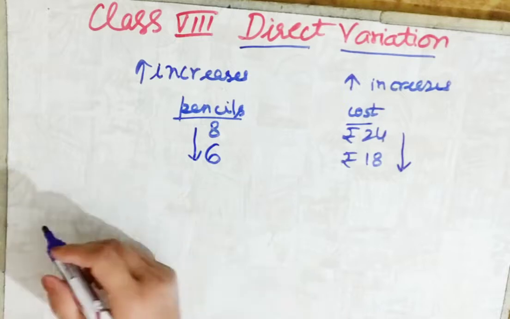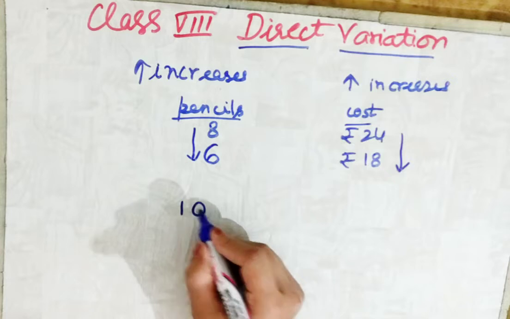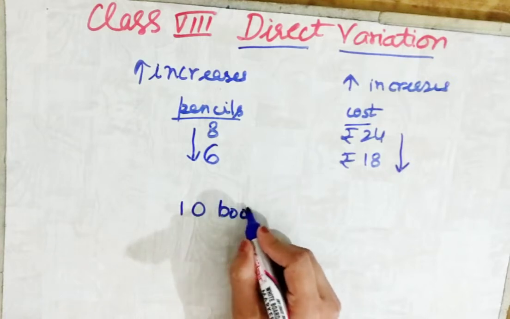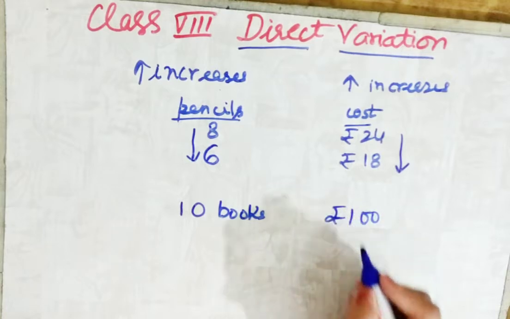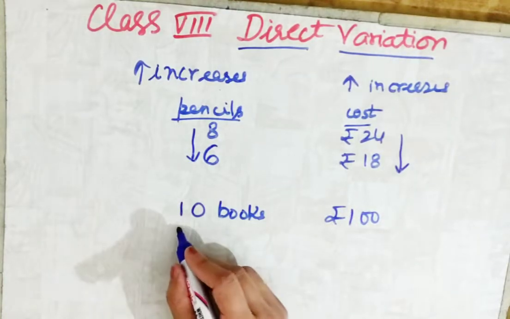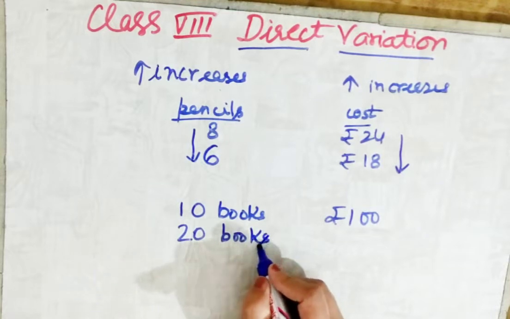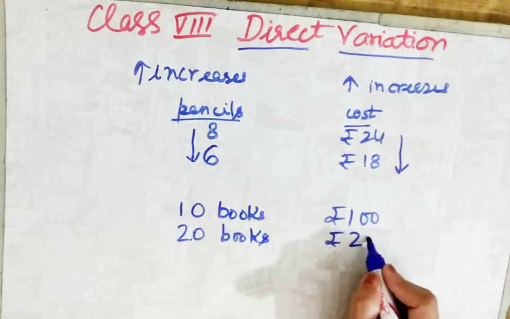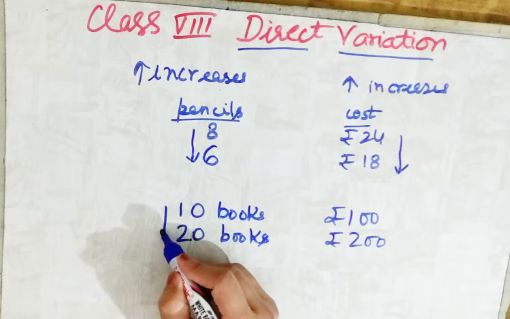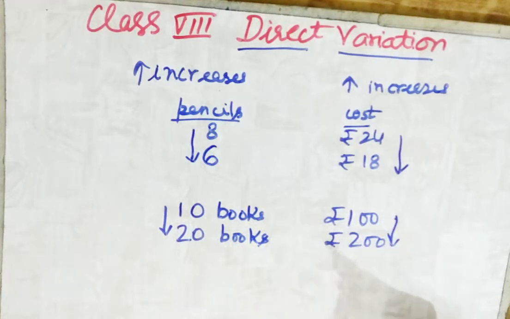For example, if I buy 10 books, okay, 10 books I bought for 100 rupees. And if I have to buy 20 books, so the price of 20 books will be how much? Let it be rupees 200. So here we are increasing the number of books and the cost is also increasing. So this is called direct variation.